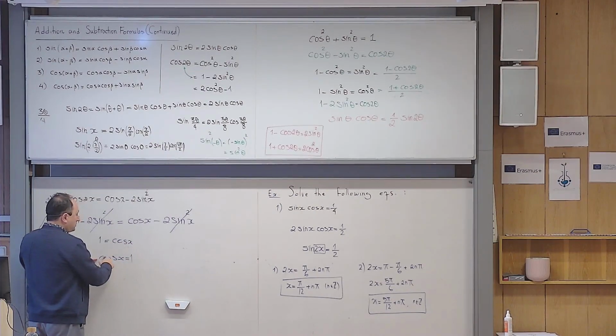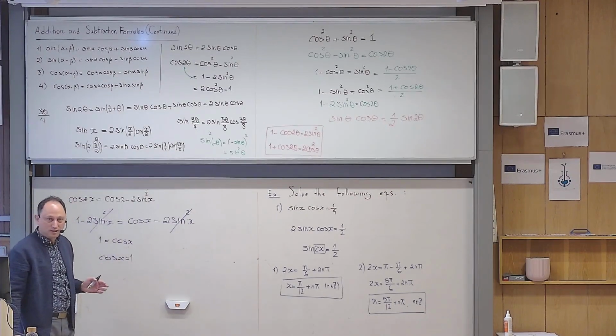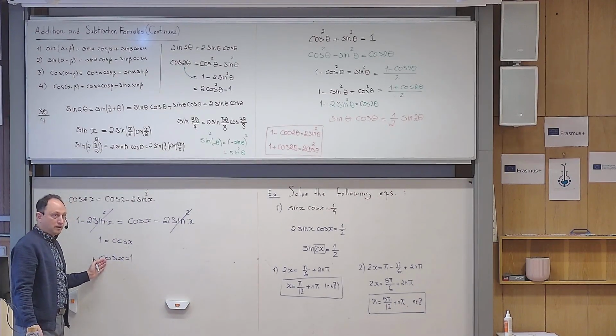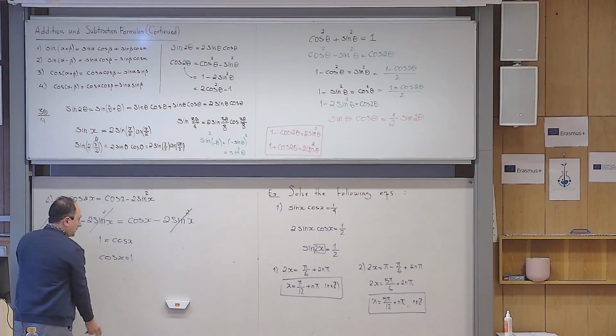And this is one of the simplest equations we solved before. Cosine x is equal to 1. Yes? That's a very old lesson. So this is the only thing that you needed in this new lesson. And that is the old lesson now.